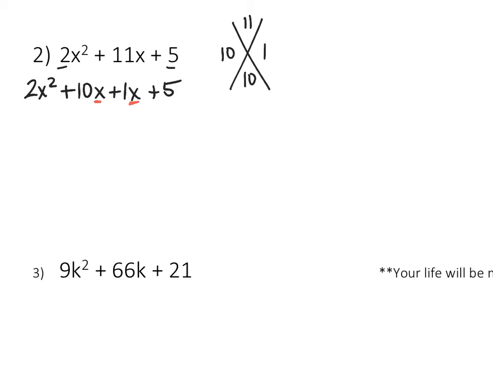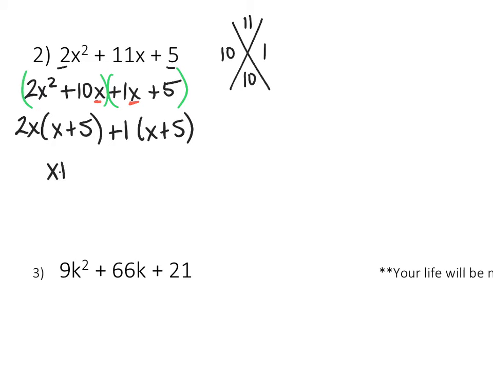I find a lot of students will forget those, and then when they go to group, things are looking a little bit wonky. Once I have 4 terms, take out a common factor from the first grouping, 2x, and I'll be left with x plus 5. The second grouping, take out a 1, x plus 5. So my two factors are x plus 5 and 2x plus 1.